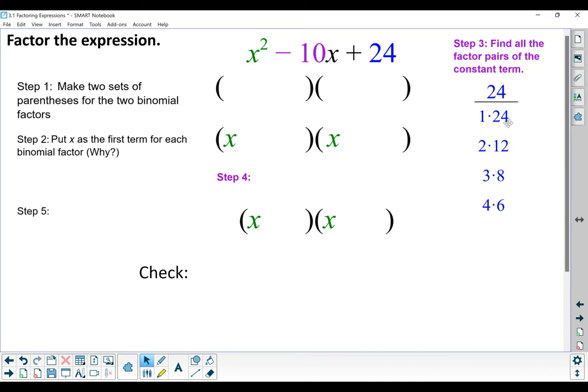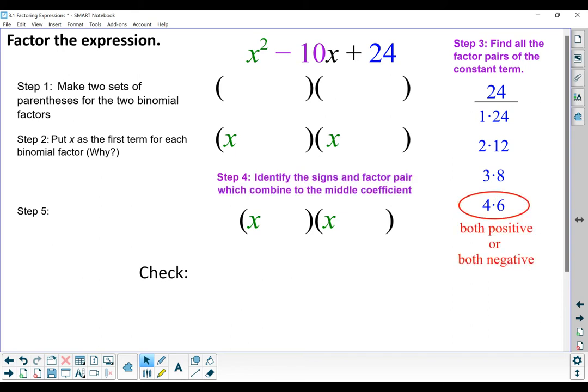If you come across one that's particularly tricky and you're not able to find a combo in your head, sometimes writing it out helps you figure out a combo that you missed. So here are my combos for 24. And then once you have that list, either mentally or on your paper, you can identify the signs and the factor pair which combine to the middle coefficient.